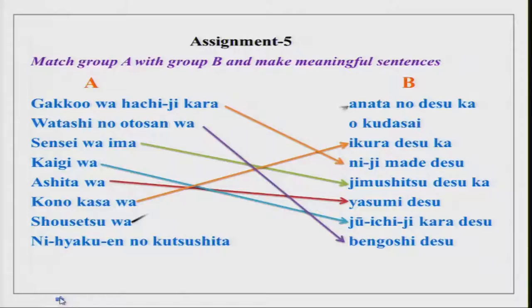So, well, the next one is shosetsu wa anata no desu ka? Shosetsu is a novel, anata no desu ka? Question again. Well, the next one is nihyaku en no kutsushita o kudasai. You did o kudasai earlier in one of the previous lessons. O kudasai means please give it to me or I am going to buy it. So, well, I hope you made the sentences correctly.